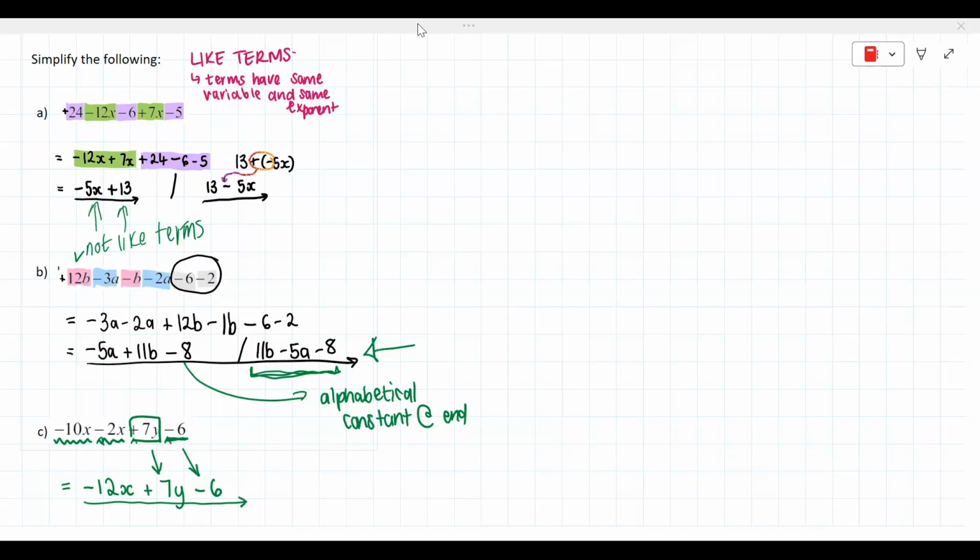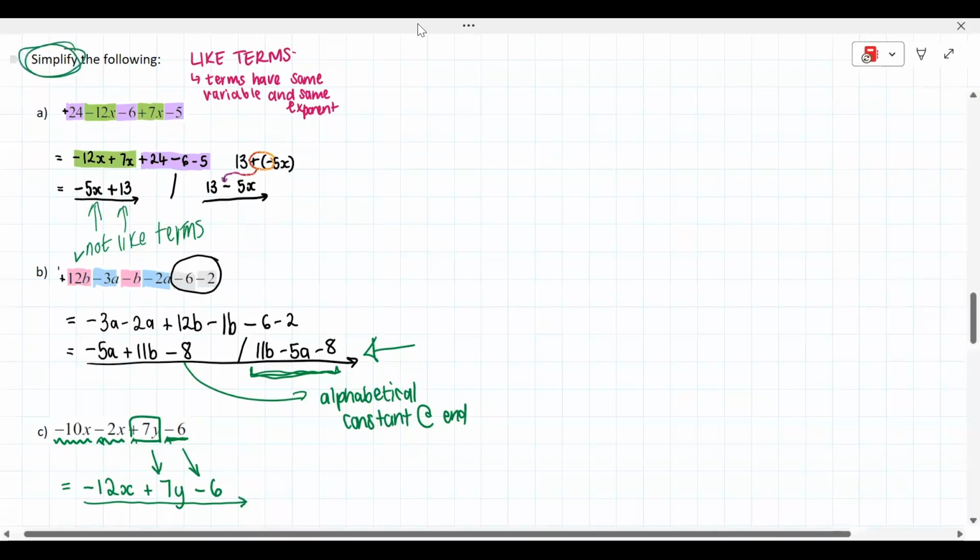Ma'am, can I ask, is it necessary to simplify the sum? Yes, because the instruction told us to simplify, so we have to fully simplify. And guys, that's a good point. Sometimes we just go into a question and we don't actually know what we're answering. Read your questions carefully. This told us to simplify, so we have to simplify.